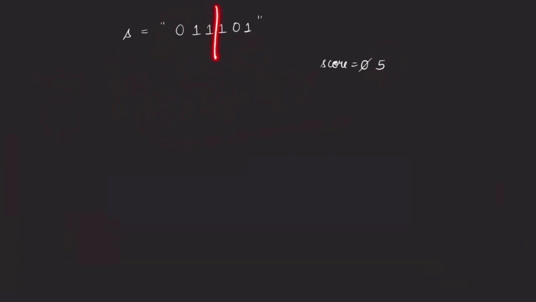Then if I split at this particular point, then on the left there is only 1 zero. On the right only 2 ones. So 1 plus 2, 3, which is smaller than the score. If I split at this point, here the number of zeros is 1 and here the number of ones is also 1. So it will be 2. Score is already 5. Then if we split at this particular point, here the number of zeros is 2 and here the number of ones is 1. So it will be 3.